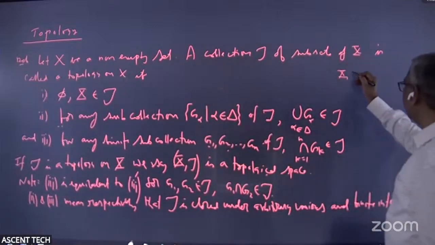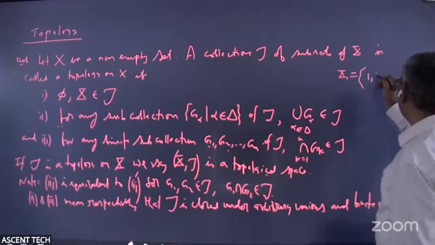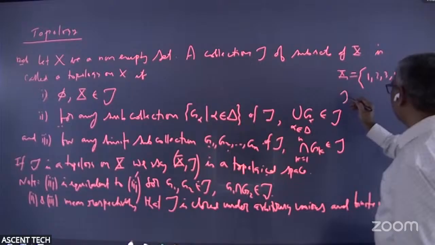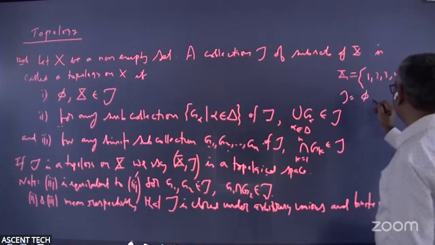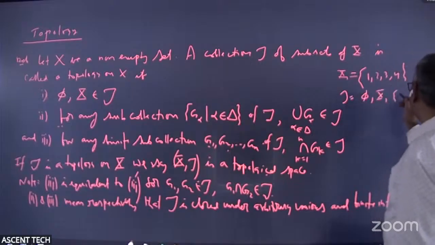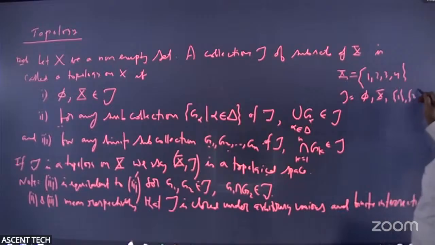So for example, if you take in X the numbers 1, 2, 3, 4, that's all. I can put in T the empty set and the whole space. I can put singleton 1 and singleton 2 and the set containing 1, 2.